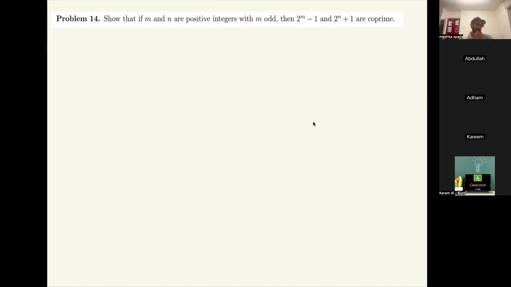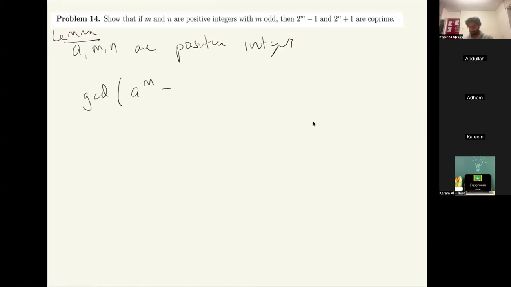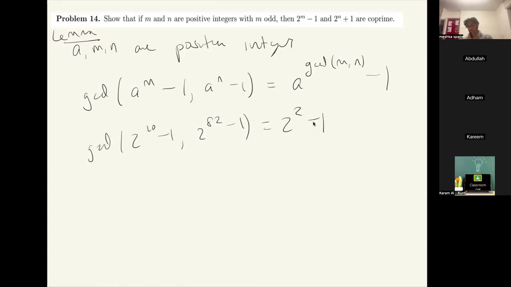Yeah, so when I first see this problem, it reminds me of a classical lemma that I think we should know. If A, M, and N are positive integers, there's a lemma that says the GCD of A to the M minus 1 and A to the N minus 1 is the same as A to the GCD of M comma N, minus 1. For example, if I take the GCD of 2 to the 10 minus 1 and 2 to the, I don't know, 82 minus 1, it would just be 2 squared minus 1.